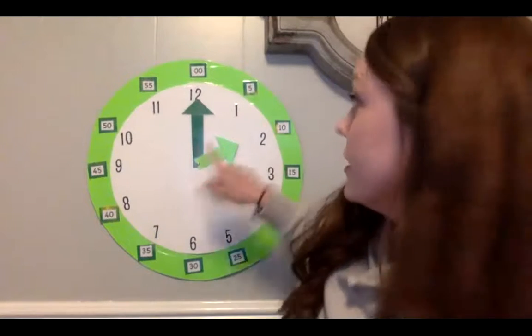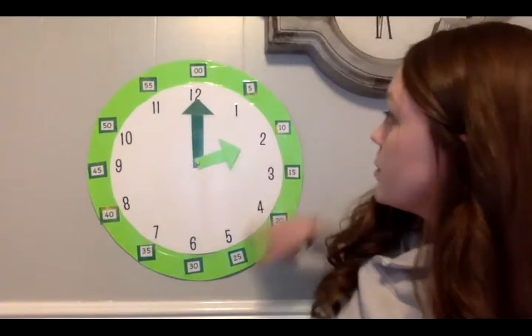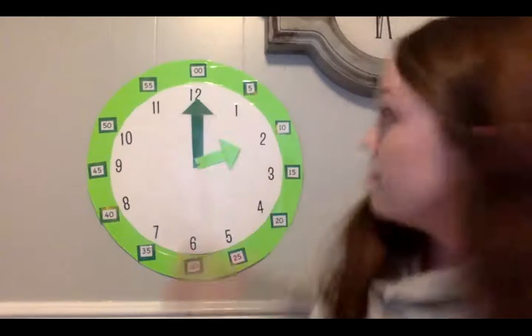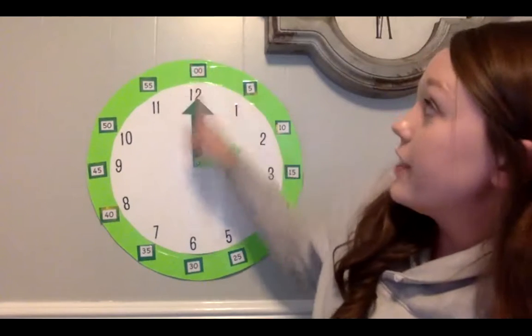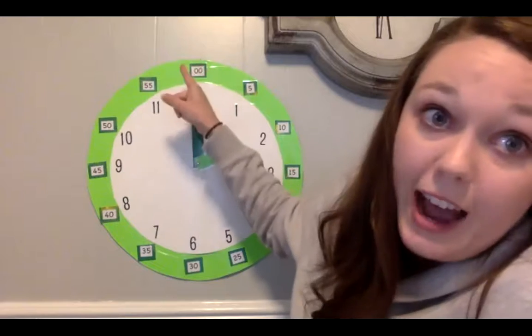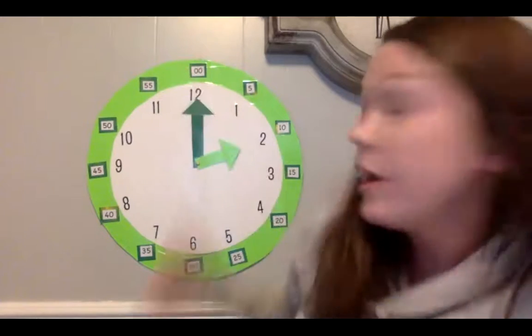To tell time, we always start with the hour, the short hand, and we see what number it's pointing to. Like right now, my short hand is on 2, and my long hand is at the 12, which is 0, the hour. So I know my clock is saying 2 o'clock. To tell the minutes is a little bit trickier, and we have to practice our skip counting.